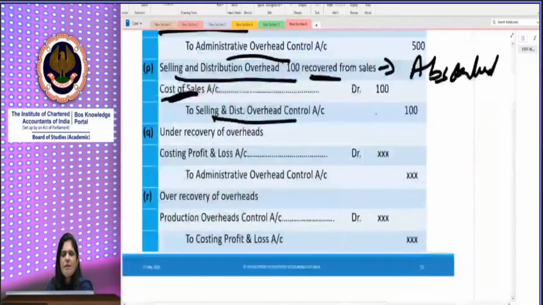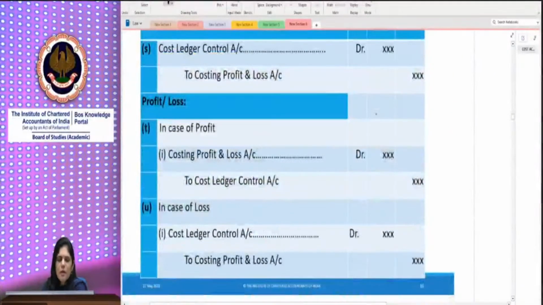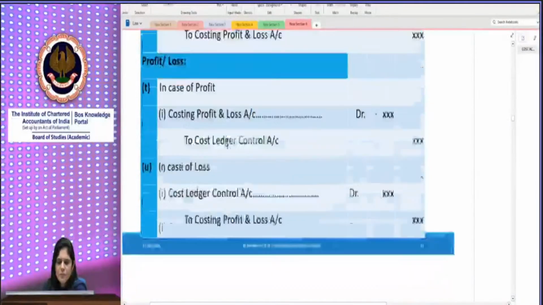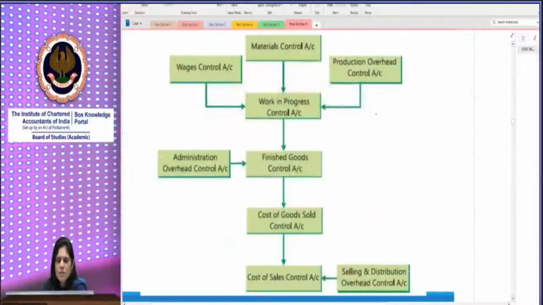Under and over recovery of overheads, that we will understand once we do the question. Okay. So again, this is profit or loss. We'll understand once we do the question. Okay, so this is the setup, what I was talking about.